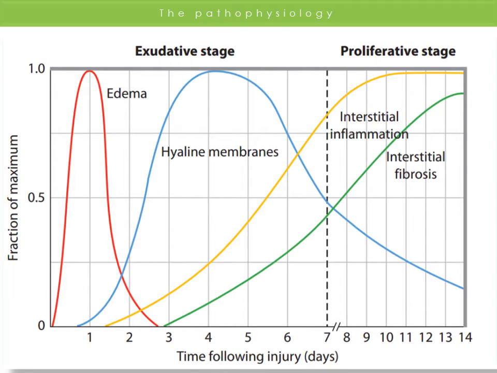The pathophysiology of ARDS runs through two successive stages, that are the exudative stage and the proliferative stage. These two stages can be further subdivided into four progressive and overlapping stages, that are the stage of edema, the stage of hyaline membrane formation, the stage of interstitial inflammation, and the stage of interstitial fibrosis.